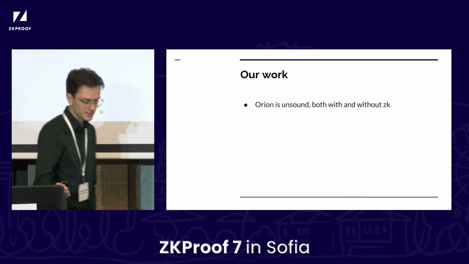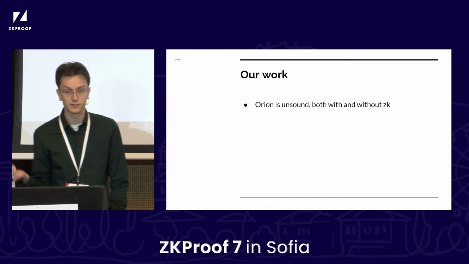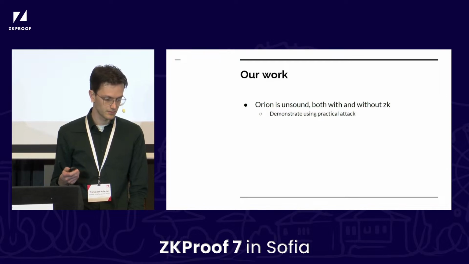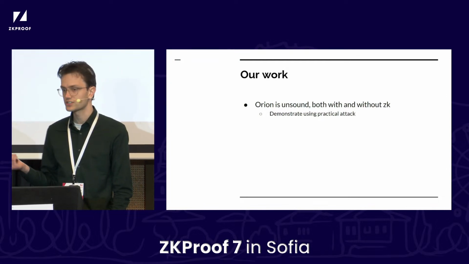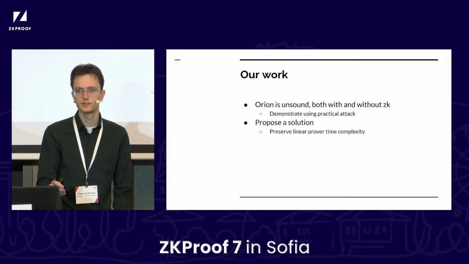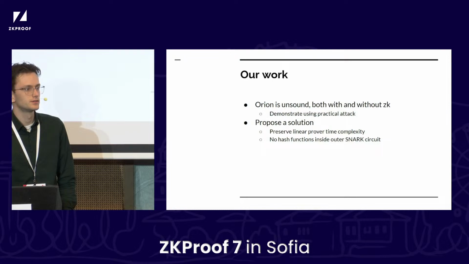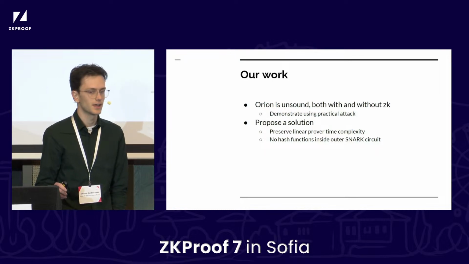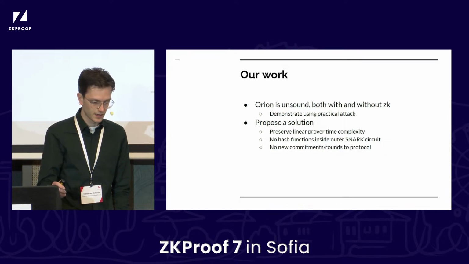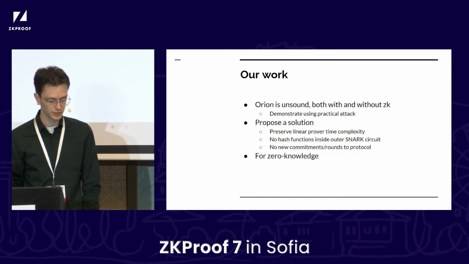So what we did is we show that in fact Orion, as presented there, is unsound, and this is both with and without zero knowledge. And we in fact demonstrate this can be broken efficiently with a practical attack. And then we also propose a solution, and the solution preserves the linear time, the linear prover time, and it also doesn't add any disadvantages. So it doesn't add any hash functions inside this outer SNARK circuit, and it also doesn't add any new rounds or any new commitments to the protocol.